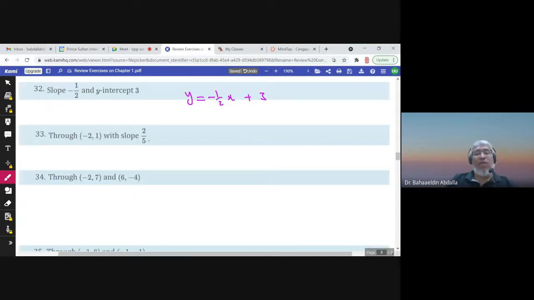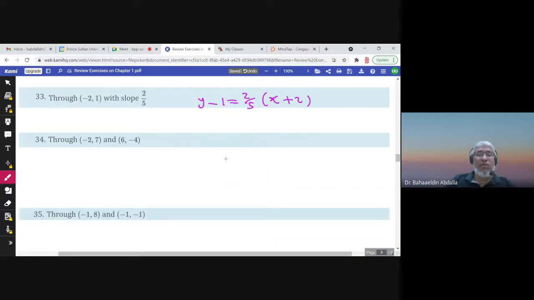We have a point and slope. We use the point-slope form. So y minus y1, which is 1, equals 2 over 5, the slope, times x minus -2, or plus 2. So that's the equation, and you can write it in terms of y. You can solve this equation for y, or you can leave it like this.